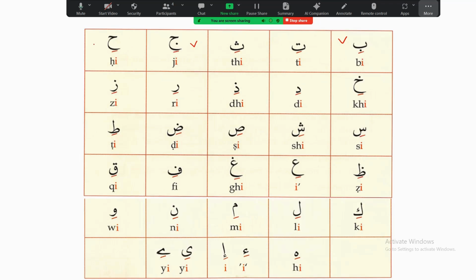Then we have hi, hi. This ha letter comes from the middle portion of our throat, and you push the air with the sound as well. You say hi, hi.